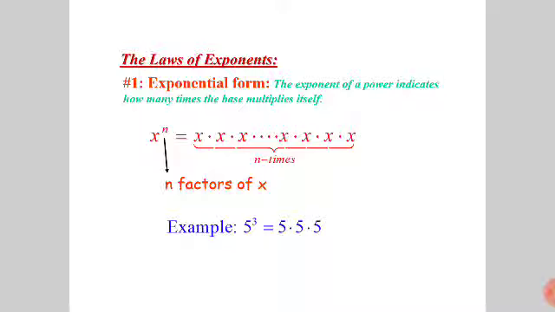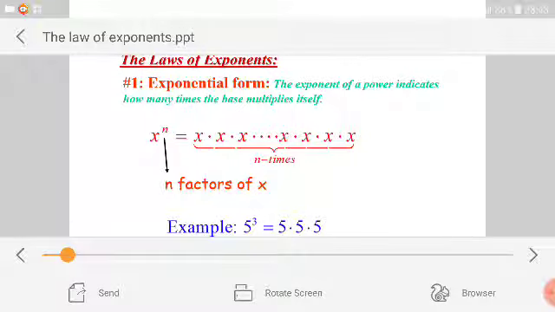N times of x means it is a finite number of times. X into x into x up to n times. You already know the natural numbers 1, 2, 3, up to n. Here n means the number of times. So x power n means n factors of x.